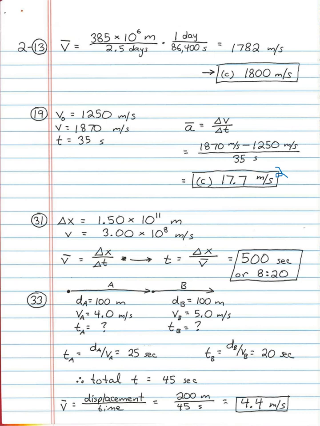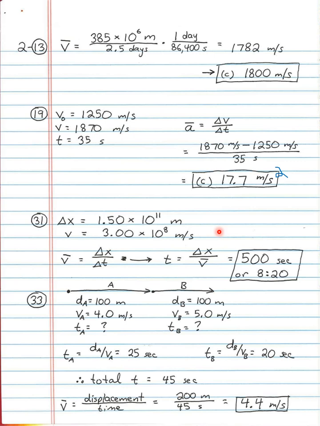Number 31 says, how much time does light from the sun take to reach the Earth? Well, for time, we're going to need distance and the speed. So we look in the appendix and we see the distance between the sun and the Earth is 1.5 times 10 to the 11th meters. The speed of light is 3.00 times 10 to the 8th meters per second. That's from the top in the front flap of your textbook.